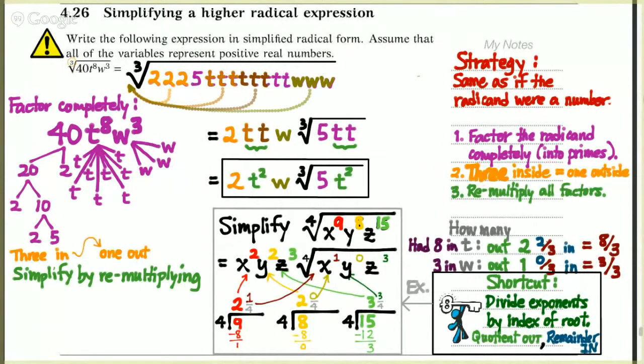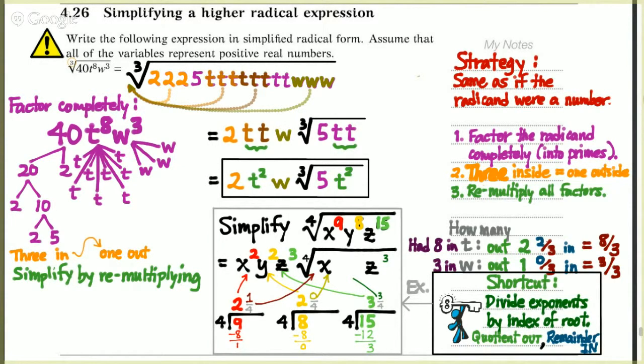So when I simplify this expression, I get x squared y squared z to the 3rd times the 4th root of x to the 1st times y to the 0 times z to the 3. Simplifying that just by getting rid of the 1 exponent on the x, getting rid of y to the 0 and making it disappear, because that's what happens to factors raised to the 0 power, they become 1. We end up with x squared y squared z to the 3rd times the 4th root of x times z to the 3rd.